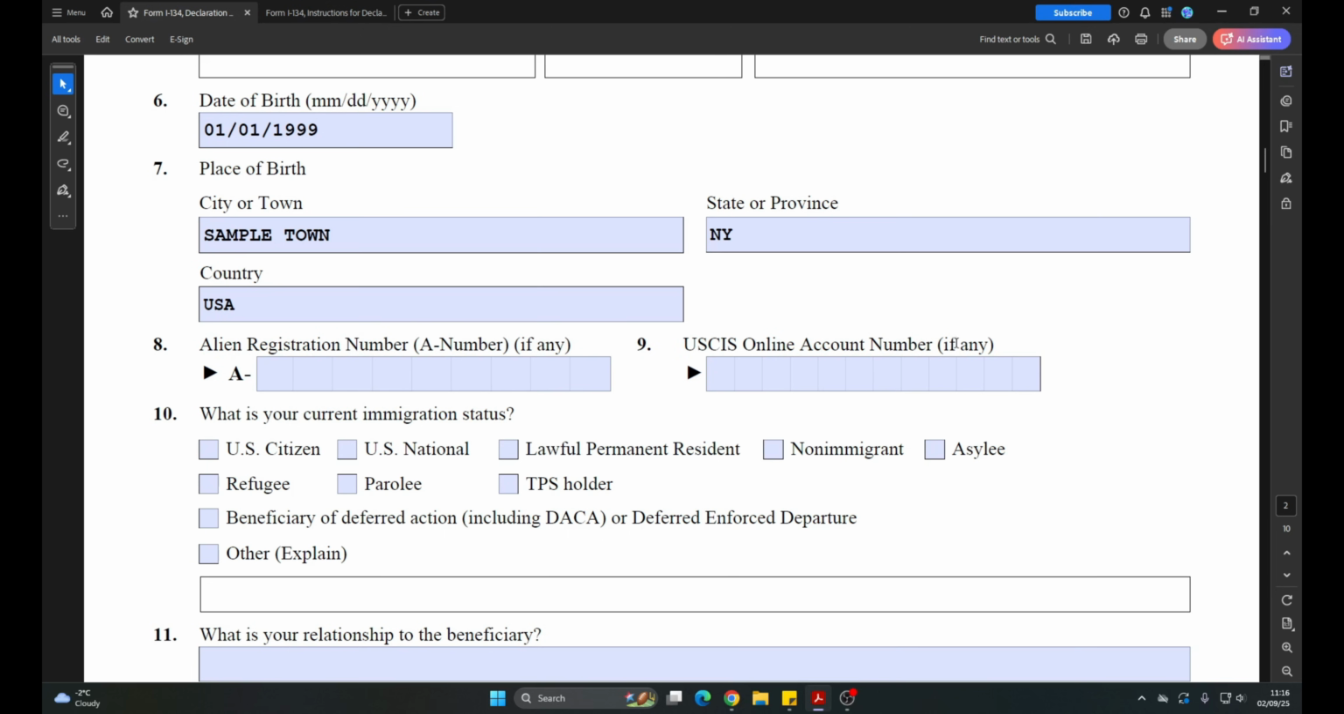Next, provide your USCIS online account number. Same here. If you have ever filed any applications online with USCIS, then you might have an online account number which can be located on your profile. But if you don't have one, you can also leave this blank or write none in pen after you print.